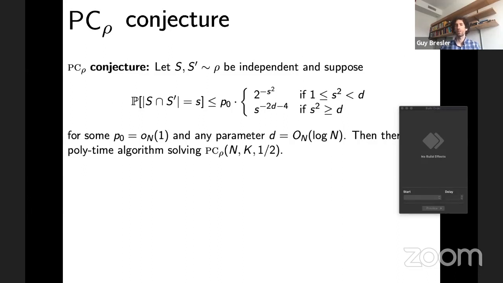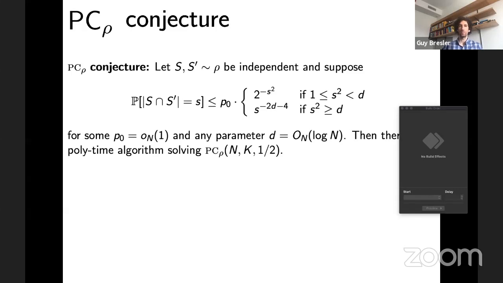It's not always hard, and you can convince yourself of that because, well, if rho is just a delta function on vertices 1 through k being in the clique, then the problem is very, very easy. You can just look at those vertices and that's it. You'd find the clique deterministically. So it clearly depends on rho.